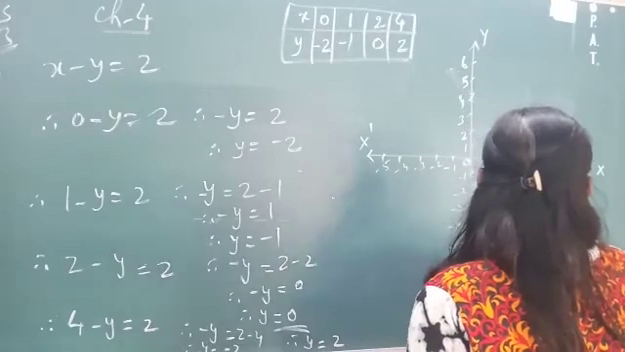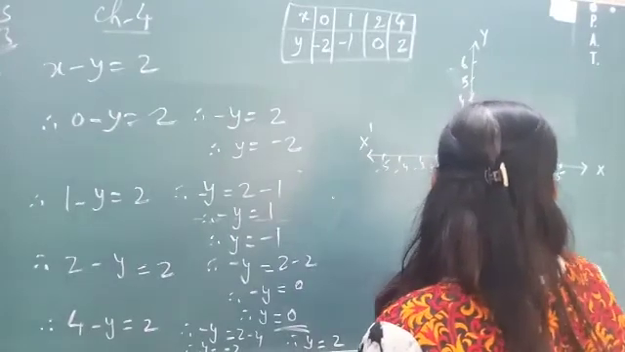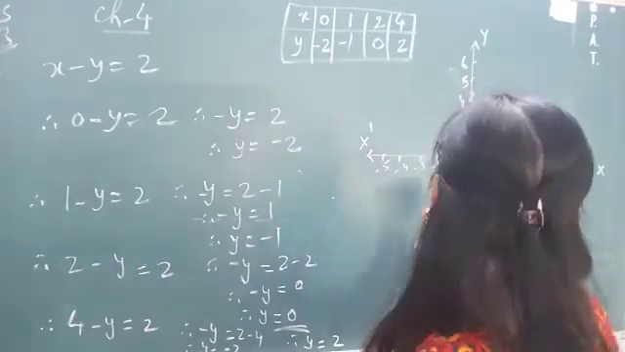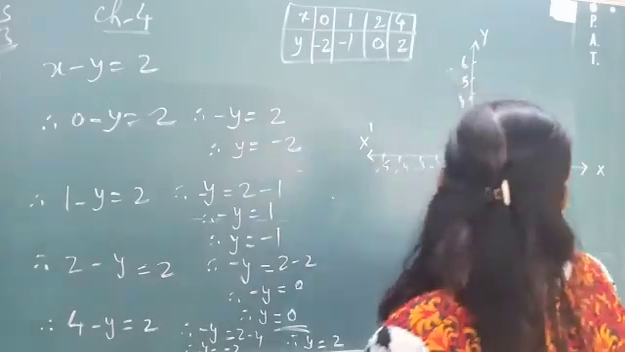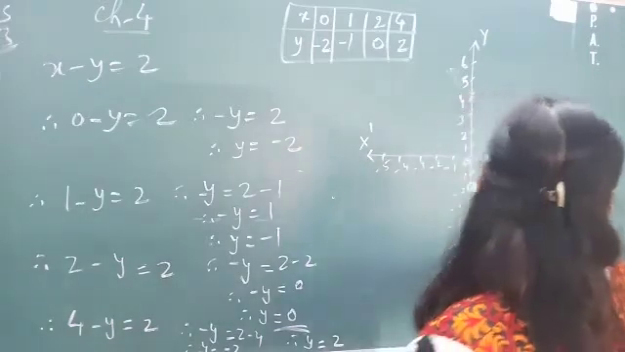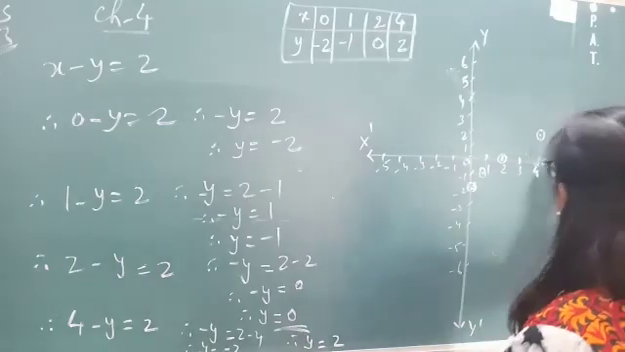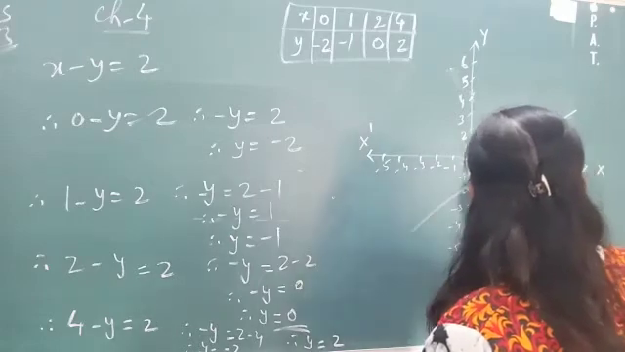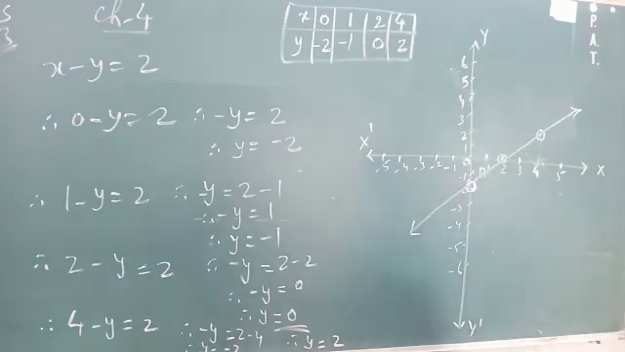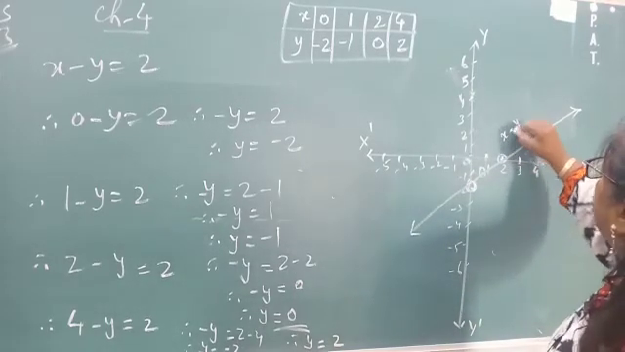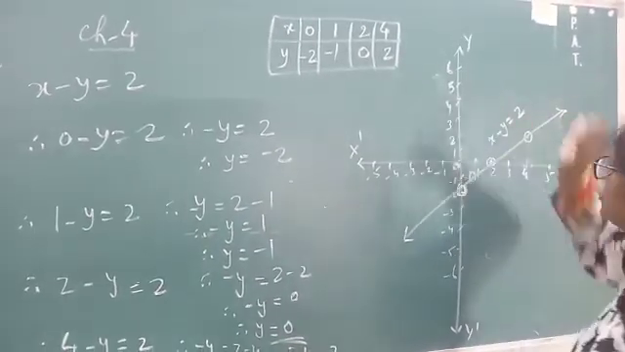Now here, first we take 0, minus 2. 0 and minus 2 means this point. 1, minus 1 means this point. Then 2, 0, this point. Then 4, 2, that is this point. Now with the help of the scale you join all the points. Okay, all the points you join, and on both sides you put arrows, and this is the graph for the equation x minus y is 2. So this equation gives a straight line.